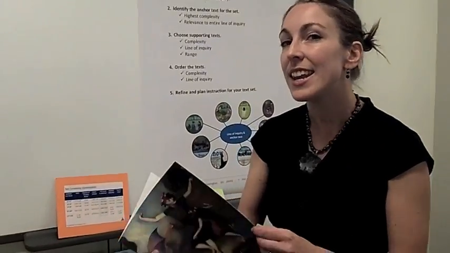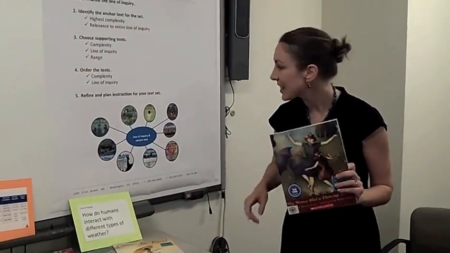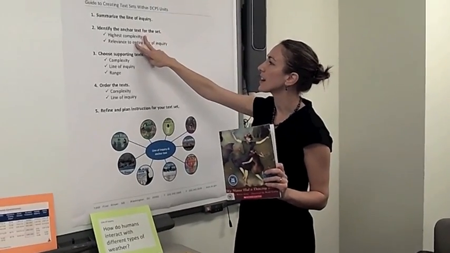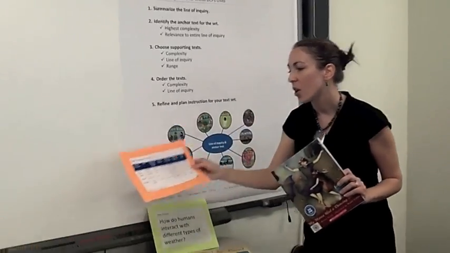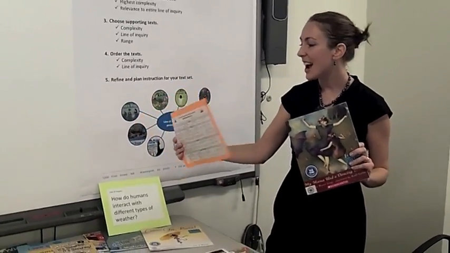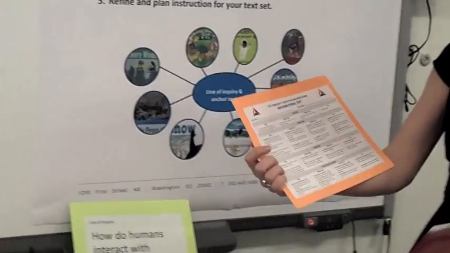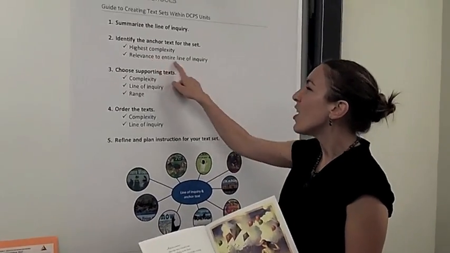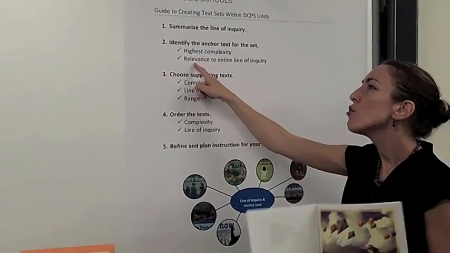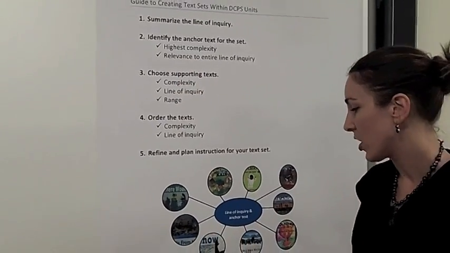However, in the end, I decided not to use this for my anchor text for a couple of reasons, both because of complexity and the entire line of inquiry. Although the quantitative complexity is high, I thought the qualitative complexity wasn't quite as high. When I thought about the structure and the familiarity of the content, I thought that it wasn't quite as complex qualitatively as some other books in the set.